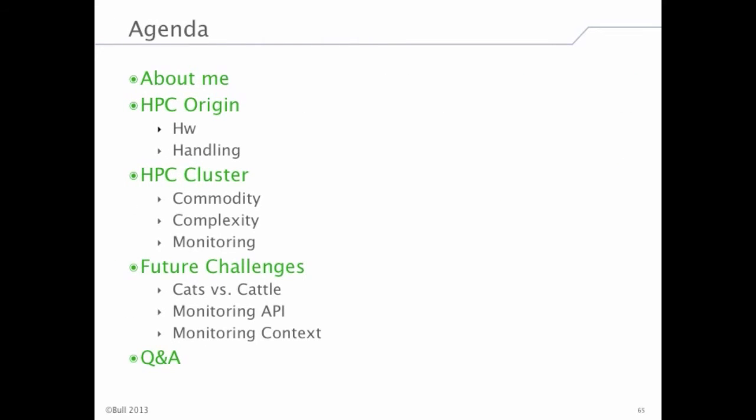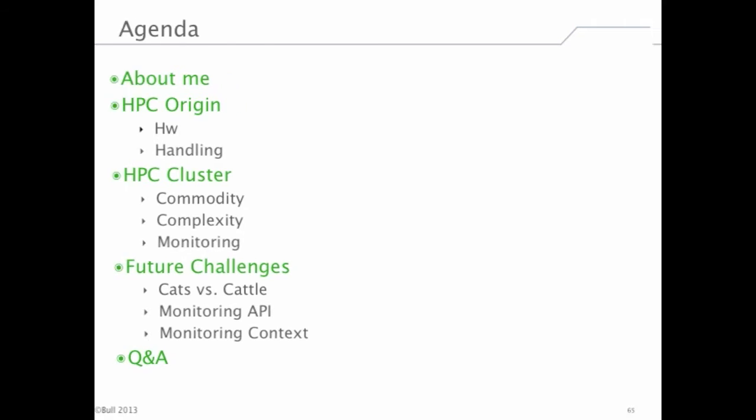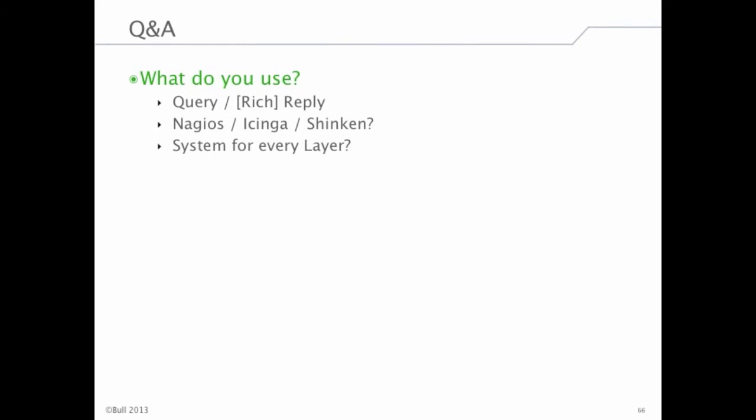Okay, so that's half an hour. Now we come to the Q&A, but I would like to start first with a question from me to you. So what do you use? Who uses just the simple query-reply scheme I showed first? So just Nagios without the performance add-on, to just see the green dots and only the green dots. No one? Yeah, kind of.